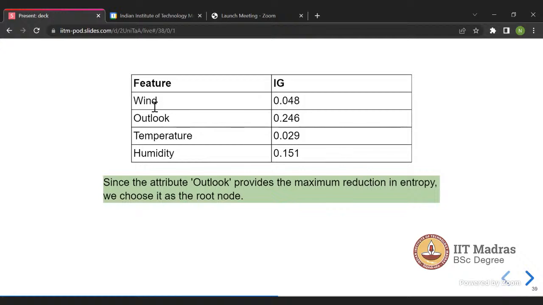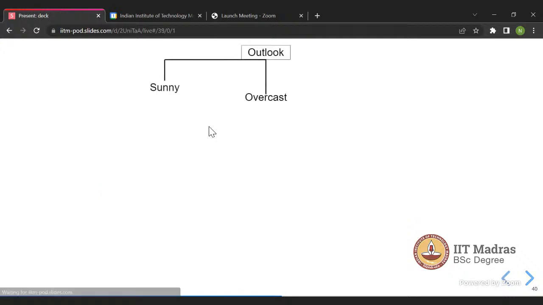Yes, the information gain is going to be 0.048 for wind, 0.24 for outlook, 0.029 for temperature, and 0.15 for humidity. So the maximum information gain is for outlook. It means that we will split our data set according to the feature outlook.